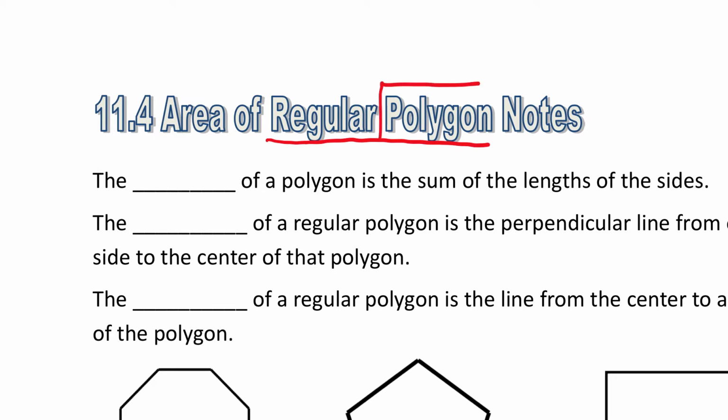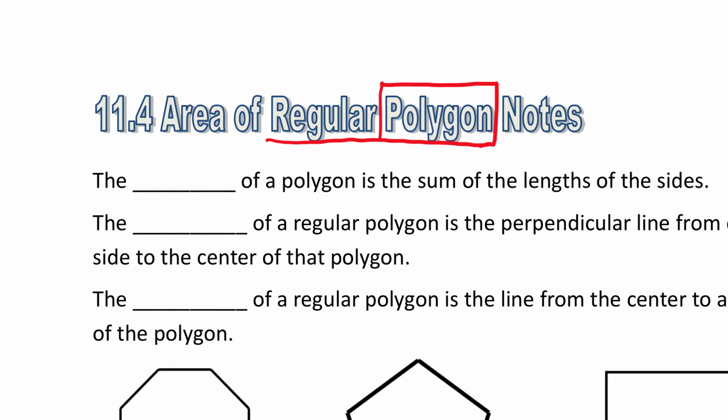First of all, what is a polygon? Does anybody know what the prefix poly means? What does the prefix poly mean? Okay, so poly means many or multiple. So a polygon is a generic term, really. It just means a shape with many sides.